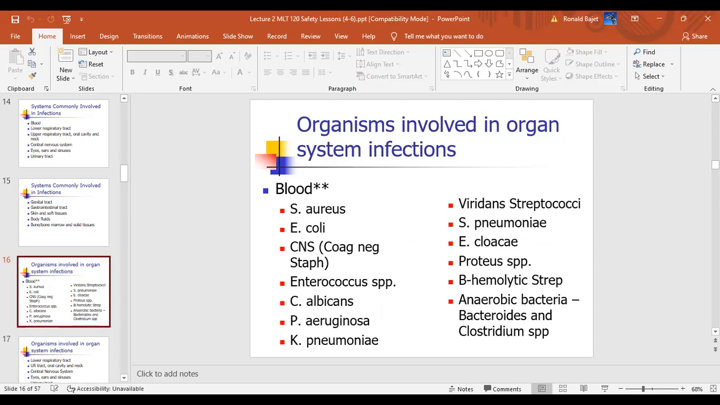Okay. The organisms involved in organ system infections: blood. If you get a positive blood culture, that's not good. But Staph aureus can be in there, E. coli, CNS, which is coag negative staph. Coag negative staph is staph other than Staph aureus. So that includes Staph epidermidis and Staph saprophyticus. Those are your coagulase negative staph.